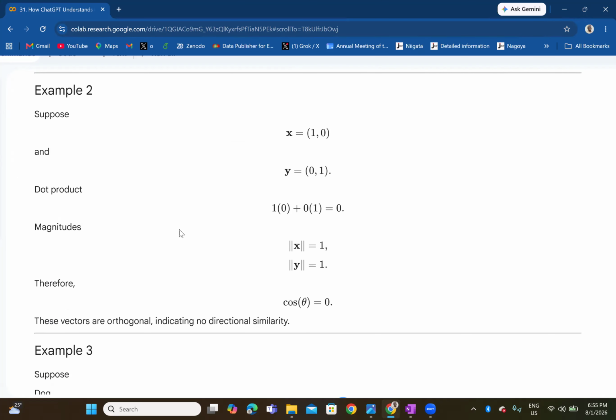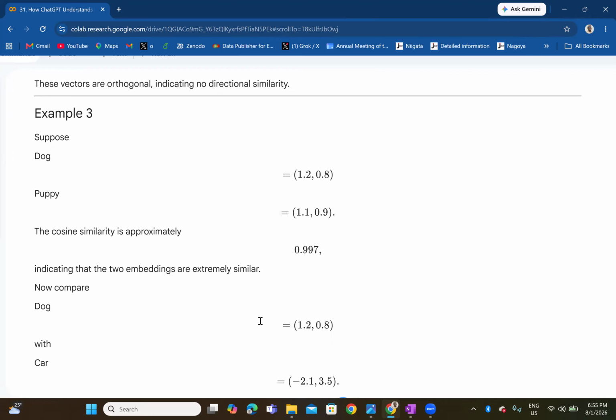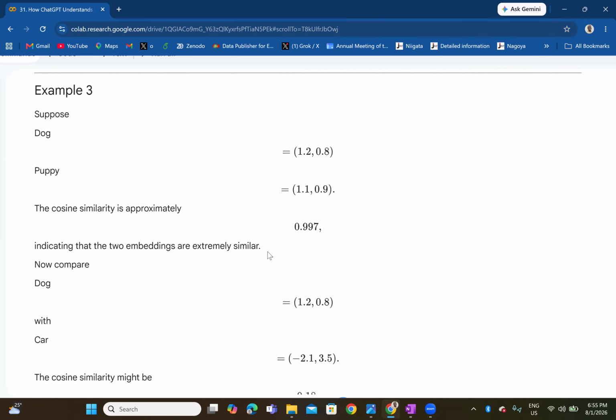In example 2 now, suppose we have (1, 0) and (0, 1). The dot product is 1 times 0 plus 0 times 1, which is 0. And the magnitudes are 1 each. So cos theta is 0. These vectors are orthogonal, indicating no directional similarity. They are at an angle of 90 degrees to each other. They are perpendicular.